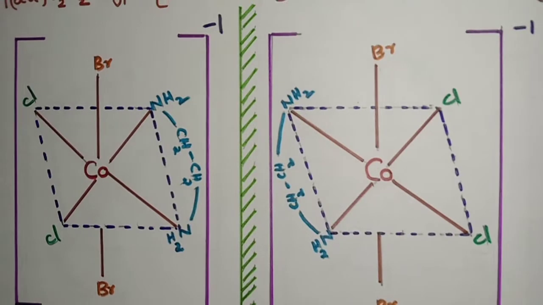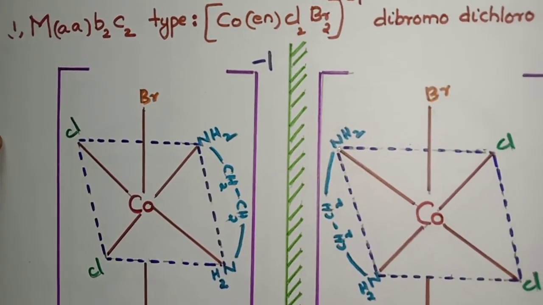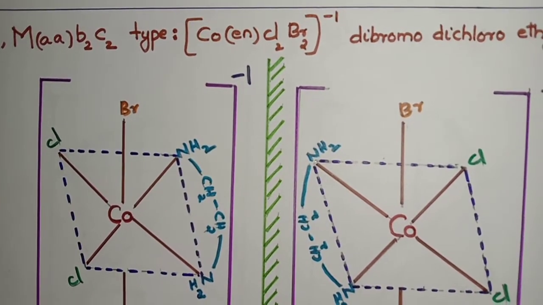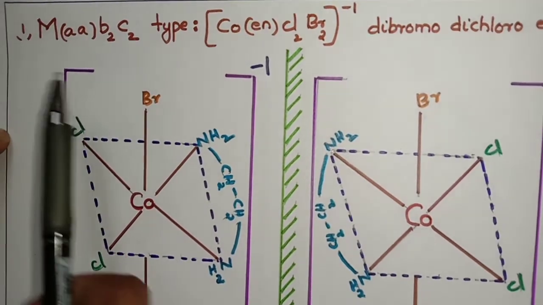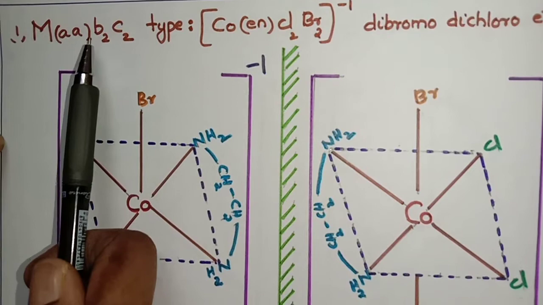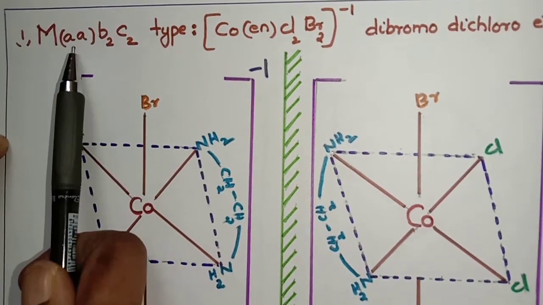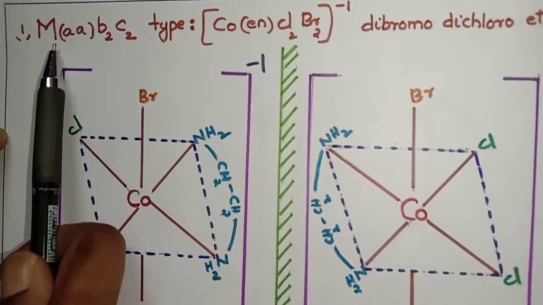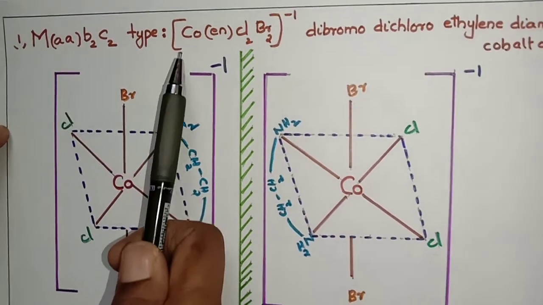Now, let us learn this first type, that is M(AA)B2C2. This is the bidentate ligand, students. This is monodentate, that is B and C. There are three types, and this is the central metal atom. Example I have taken here.